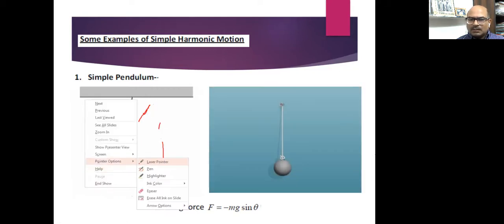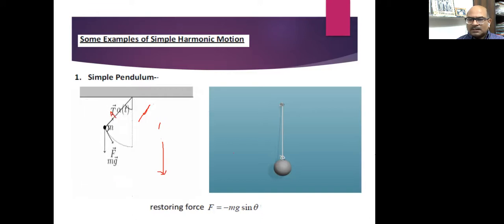As this is going on, you can see here it's an inextensible massless string attached to a fixed point, and the simple pendulum is there. If we apply some force in this direction and release it, it takes up oscillations. Initially the amplitude is large, but later on you see the amplitude goes on decreasing.